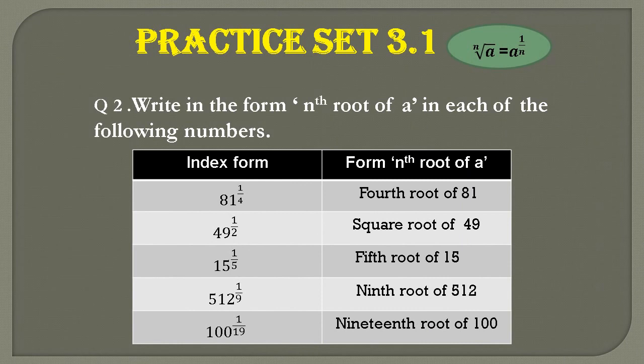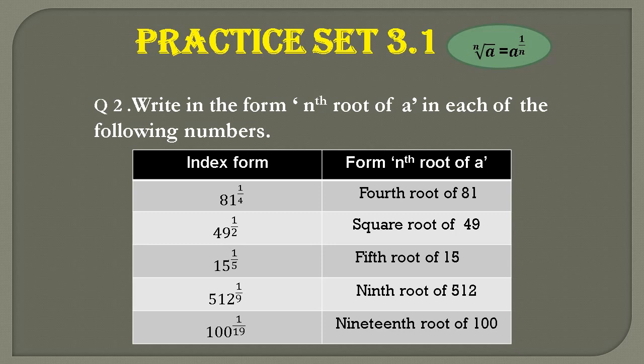Question 2. Write in the form nth root of a each of the following numbers. First, 81 raised to 1 by 4. As we have already learned, the index 1 by n of any number a is expressed as the nth root of a. Therefore, 81 raised to 1 by 4 can be written as the 4th root of 81. Second, 49 raised to 1 by 2 can be written as the square root of 49. Third, 15 raised to 1 by 5 is written as the 5th root of 15.